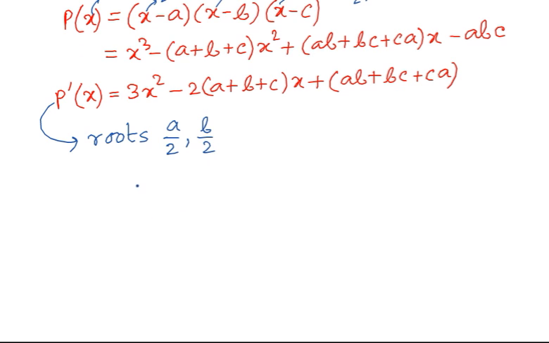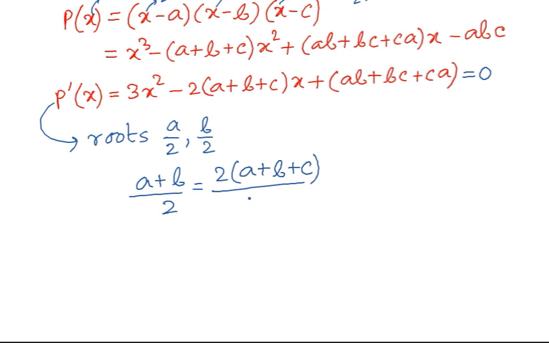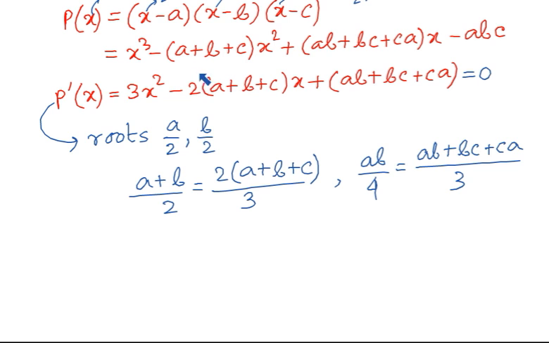So now we can write down the sum of the roots for P'(x) to be (a plus b) by 2, and that must be the sum of the roots of the corresponding quadratic equation, that is this equal to 0. So this is going to be 2(a plus b plus c) by 3, and the product of the roots is going to be a by 2 into b by 2, that is ab by 4, and that should be (ab plus bc plus ca) divided by 3. Okay, so we are using the formula for the sum of the roots, that is minus b by a, and the product of the roots, that is c by a. And since we know the roots, we can write down the sum of the roots and the product of the roots.